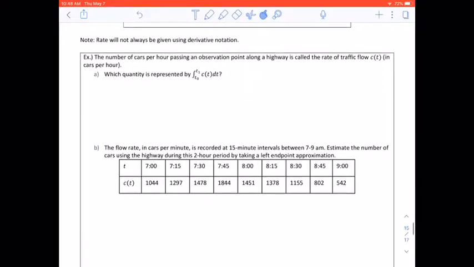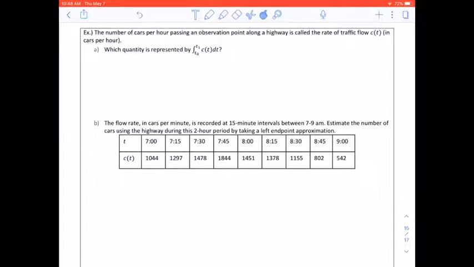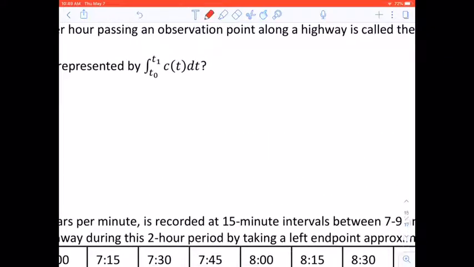First example on here says the number of cars per hour passing an observation point along a highway is called the rate of traffic flow, or C of t, in cars per hour. Which quantity is represented by the integral from t0 to t1 of C of t dt? So we have a few things going on in our integral. So let's go ahead and look at that before we can actually discuss this.